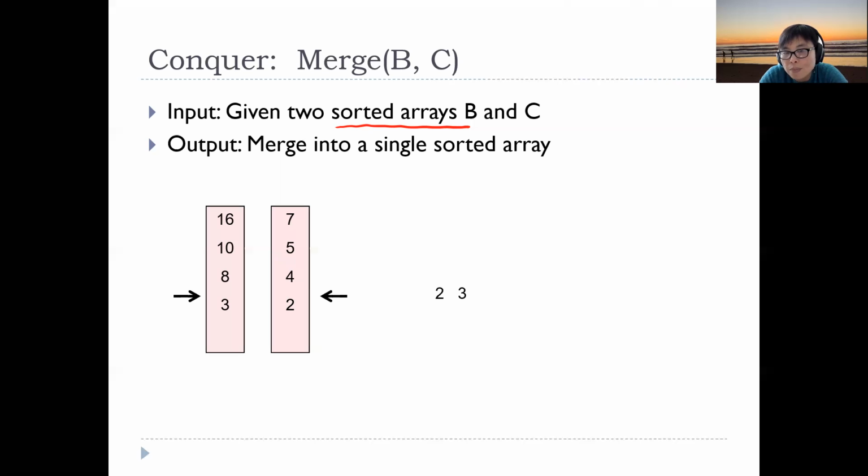Then what's the next smallest one? That must be between 4 or 8, because these are the smallest in each individual array. So the next one has to be 4. Then we again compare 5 and 8, and 5 is smaller. So that means the next smallest number in the merged array is 5. And 7 is still smaller than 8, and that means the next smallest one is 7. And after that, the first array is already empty, so the remainder would just be 8, 10, and 16. So this is the entire procedure, how we merge them into a single sorted array.